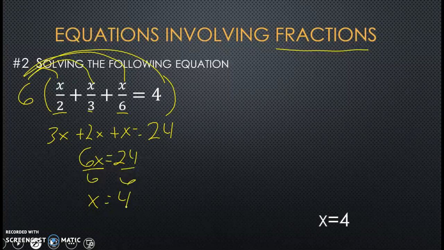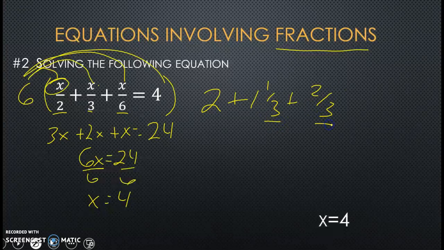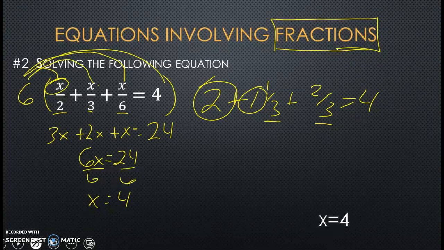And there we go, x is 4. We could plug 4 back into the equation to make sure that it works. If I plugged in 4 here, I would have 4 over 2, which is 2. 4 over 3, well, that's 1 1/3. And then 4 over 6 is 2/3. So we have the 1/3 and the 2/3, that makes 1, plus this 1, that's 2, plus this 2, that makes a total of 4. So we know we're doing it correctly. That's an example of solving equations that involve fractions. You're going to have different kinds of equations like this in your homework assignment.